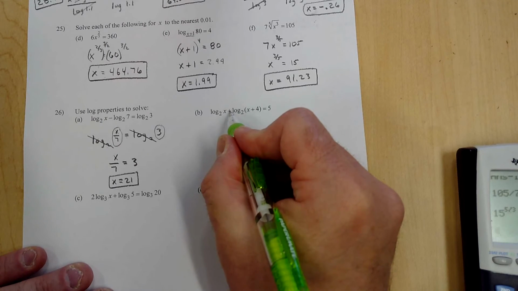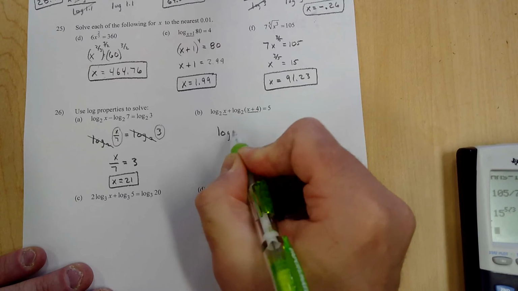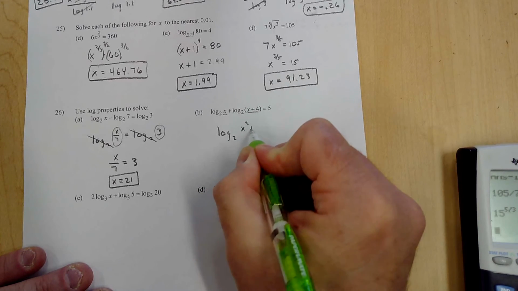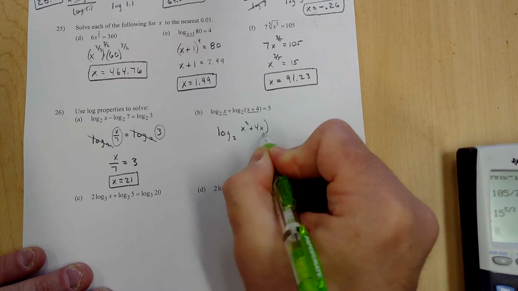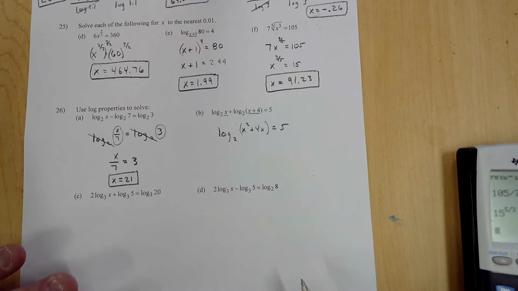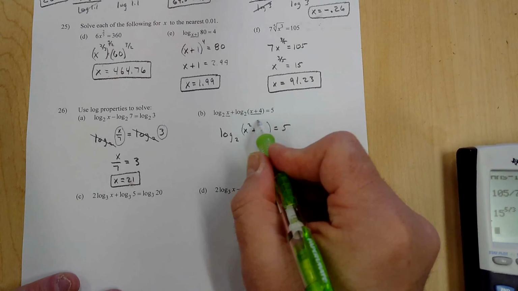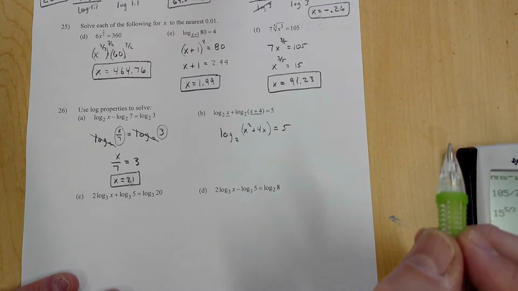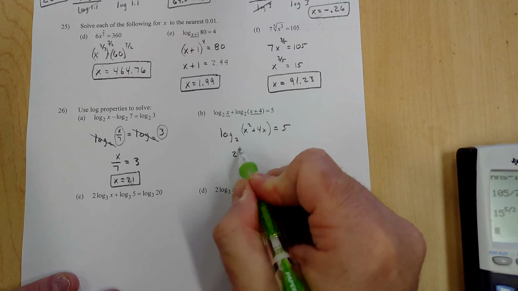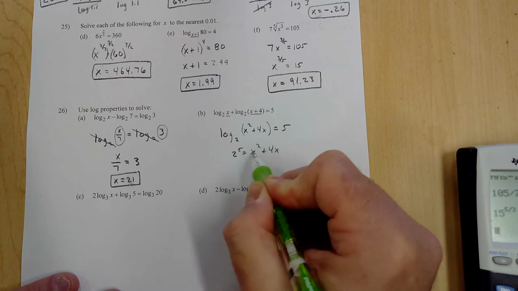These two logs are separated by a plus sign, so we can combine these terms here with multiplication. That's law number 1. X times x plus 4, I'm going to go ahead and distribute that. X squared plus 4x, these parentheses here are crucial, and that's equal to 5. Two logs becomes one log. When you get to this logarithm form, rewrite it in exponent form: 2 to the 5th power is equal to this binomial, x squared plus 4x. Now the word log is gone.